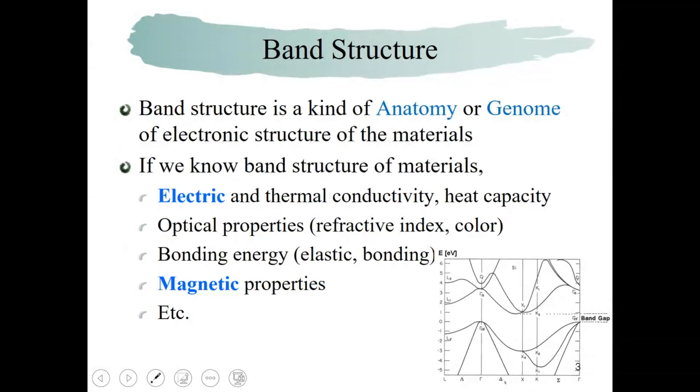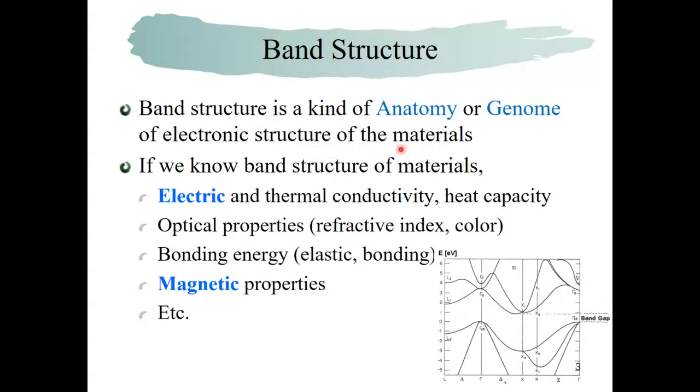Okay. So in biology, the most important finding is related to the genome. Or, in order to understand the inside of the human body or animals, we need anatomy. So band structure is a kind of anatomy or genome of the electronic structure of the materials.